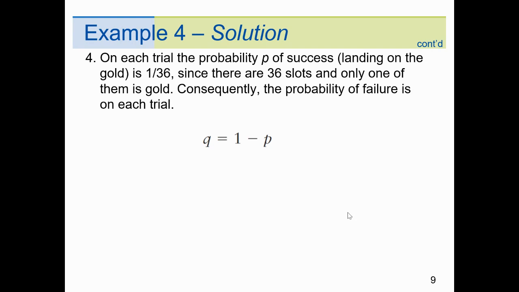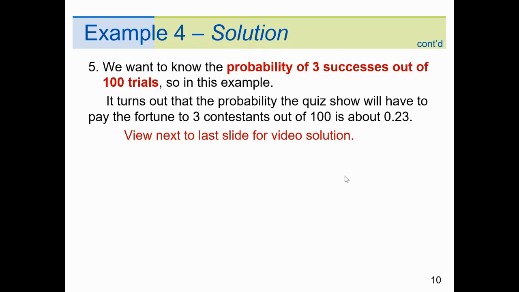On each trial, the probability P of a success, landing on gold, is 1 chance out of 36. Favorable is only one slot that's gold out of a total of 36 slots, 1 chance in 36. Consequently, the probability of a failure, Q, is 1 minus P, or 1 minus 1/36, and that's 35/36. Here again, if you were bound and determined to use your formula, which I don't see why you would, given P, you could calculate Q by taking 1 and subtracting whatever P was.